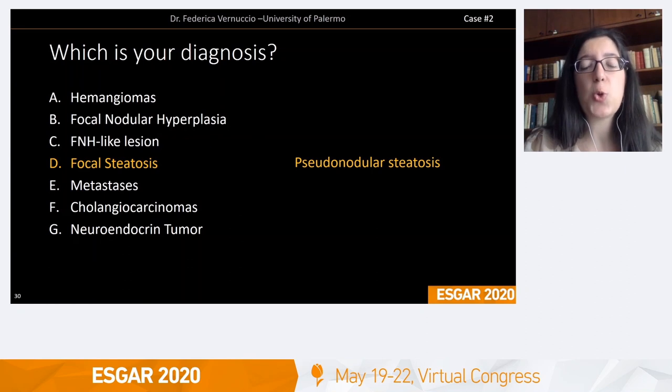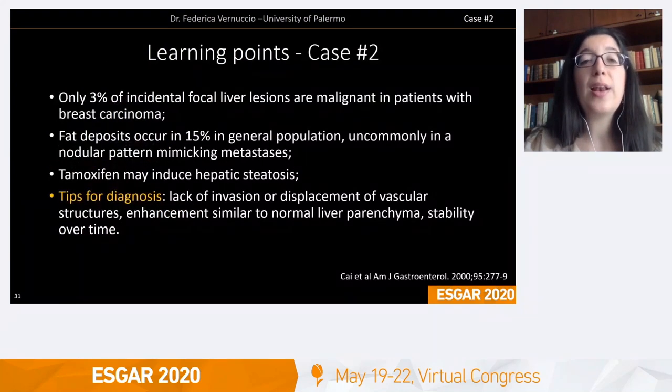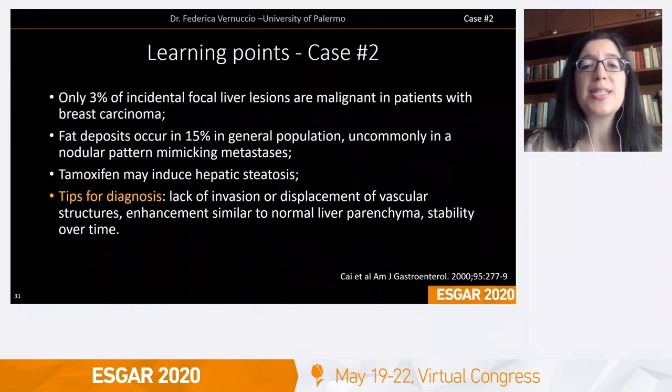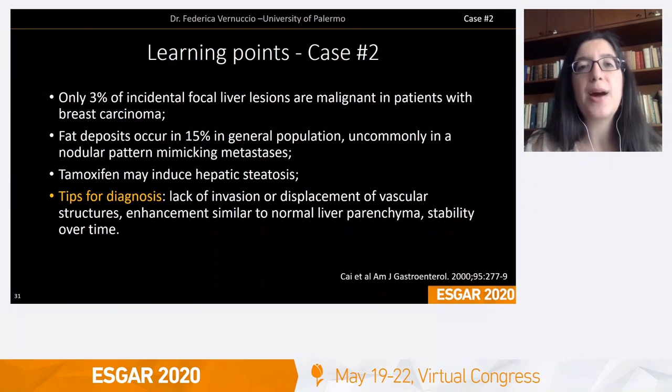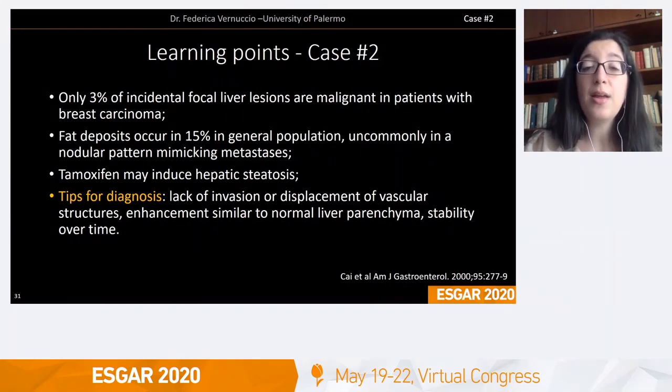This is focal steatosis. So what we learn from this case is that only 3% of incidental focal liver lesions are malignant in patients with breast carcinoma. So even if we have an oncologic patient, we have to think first, these lesions are benign. We also know that fat infiltration in the liver may occur in 15% of the general population, uncommonly also in a nodular pattern. Tamoxifen, which is used for breast cancer, may induce hepatic steatosis.